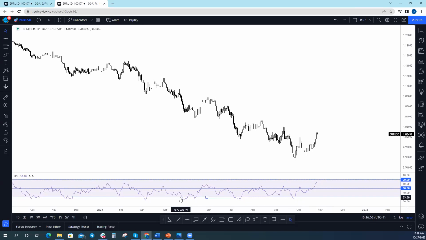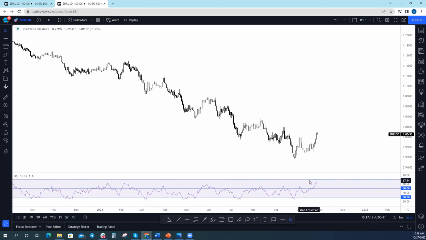Think of the oversold area and the overbought area as zones where, in terms of the overbought, buyers show exhaustion, and in terms of the oversold area, sellers show exhaustion. So when upside momentum is drying up and downside momentum is potentially drying up.